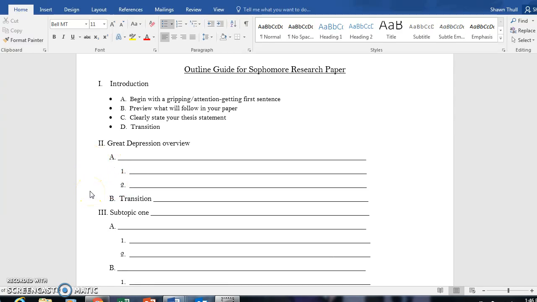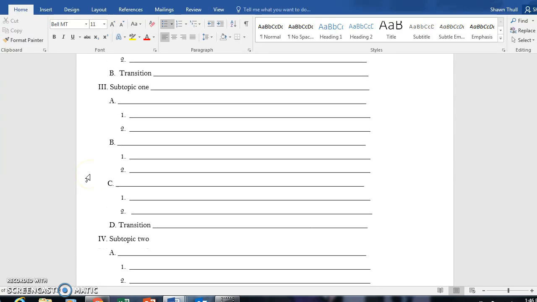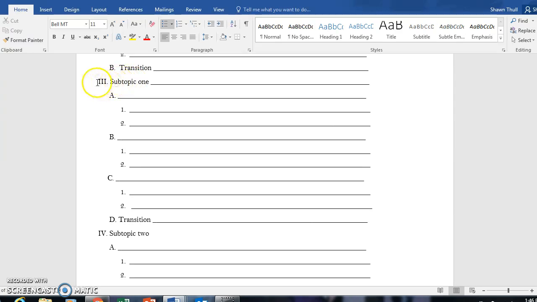To start thinking about what you want to include in your outline, what we went over on Friday was that the subtopic 1, 2, and 3 are like the main parts of your paper. And then where you see A, B, and C for each one of them, these are going to be their own paragraphs.